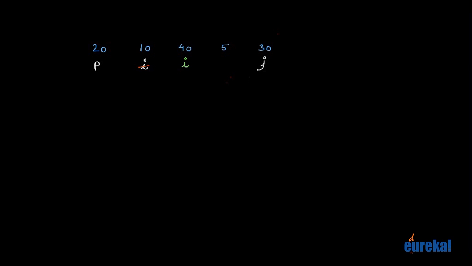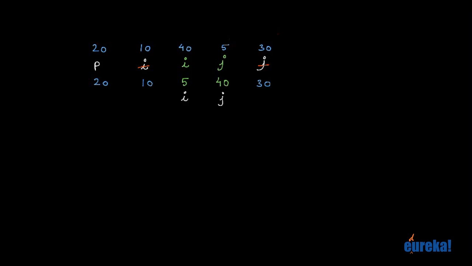Similarly, all the numbers on the right side have to be greater than 20. So anything less than 20 will have to be moved to the left side. J is less than 20? No. So we move J one step. 5 is less than 20? Yes. So now what we do is we swap these two positions. So 5 goes here and 40 goes here. So what you get is 20, 10, 5, 40, 30. This is our pivot, this is I, this is J.